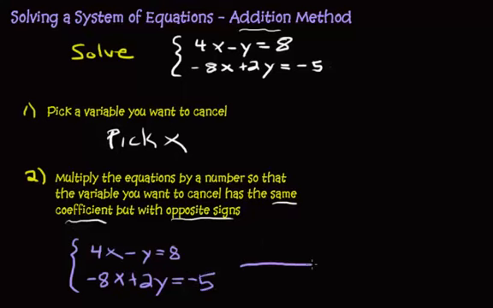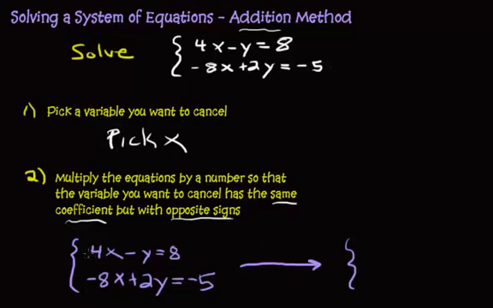Okay, so what do we, let's see. All right, so we're picking x. We want to cancel x. So let's see what we can do. I want a 4 and negative 8 to become the same number, and I'm looking for the least common multiple between 4 and 8, and that is 8. Now one has to be positive and one has to be negative. Well, one of them already is negative, one is already positive, so we're in good shape.